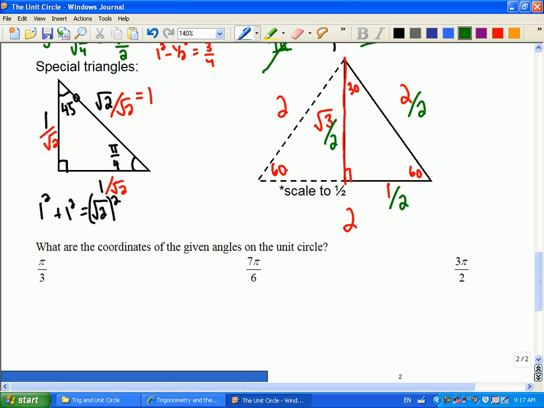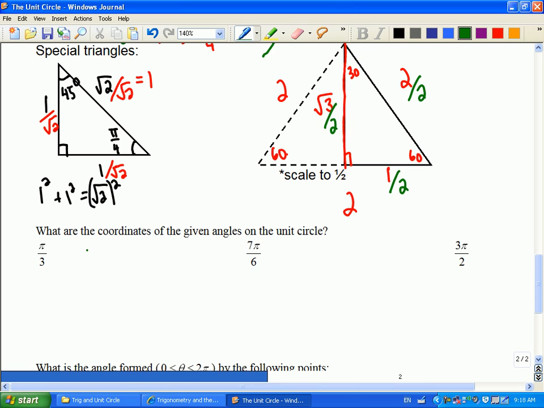All right, so we should be able to answer some stuff now, like what are the coordinates for the given angles on a unit circle? So for pi over 3, I'm going to draw the first one for you just so you can get the hang of this. It's not so scary, it's just unfamiliar territory. So which quadrant is pi over 3 in? So here's pi over 3. It's 60 degrees.